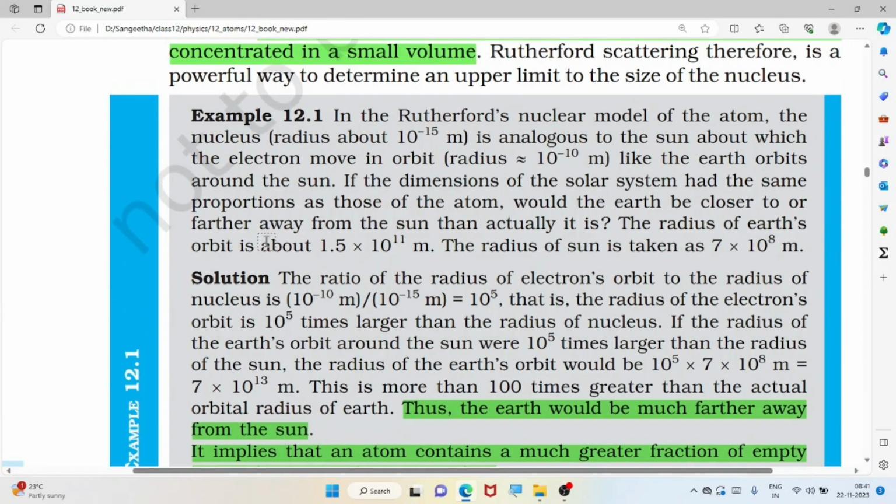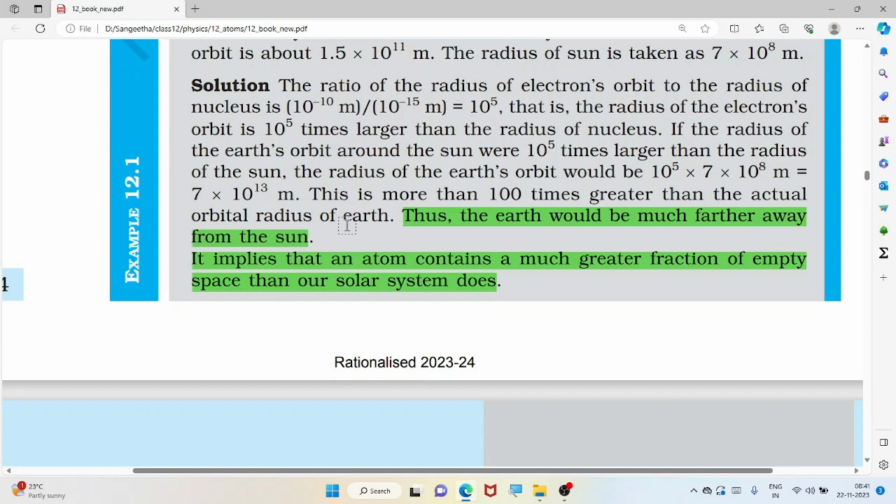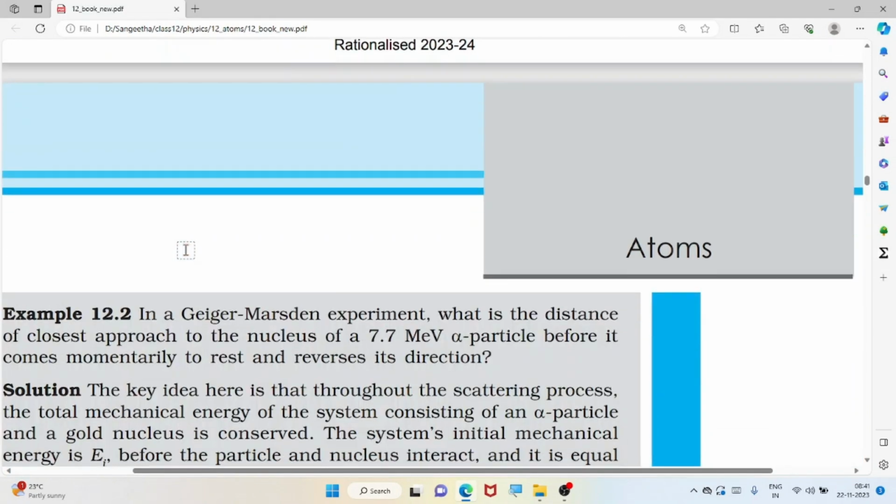Okay, if we make the same assumption as for the nucleus and electrons in the atom, the same assumption for the sun and earth, then the earth would be much farther away from the sun. It implies that atoms contain a much greater fraction of empty space than our solar system.